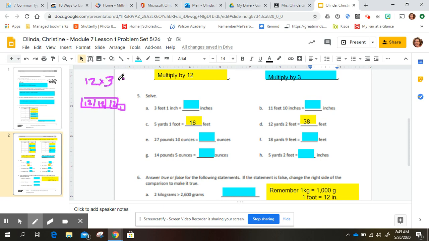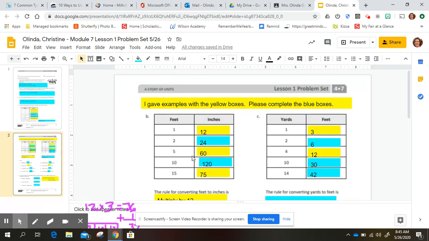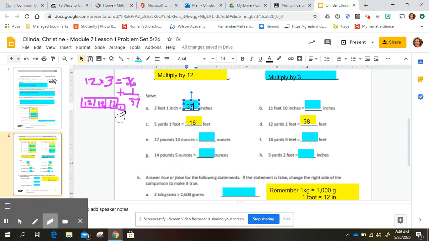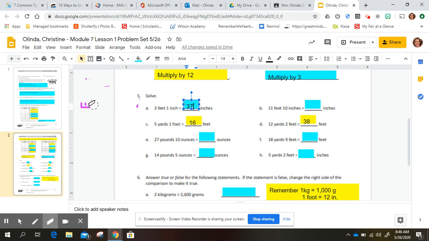which is 36. And then 1 more because we had 1 inch left over, and that would be 37. So inside my box there, I would type 37 inches. I don't know why it keeps doing that. 11 feet 10 inches. So again, we're going from feet and inches, just 2 inches. So to get from feet to inches, I have to multiply by 12. So it'd be 11 times 12, or I could draw a tape diagram.